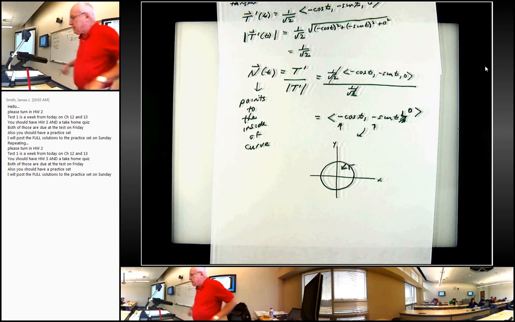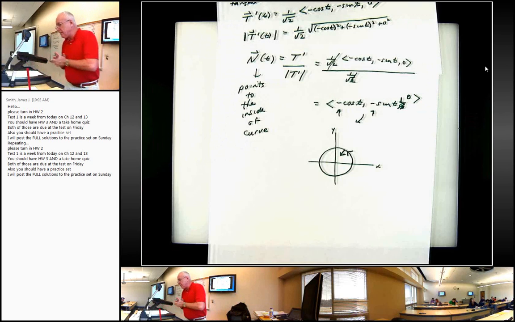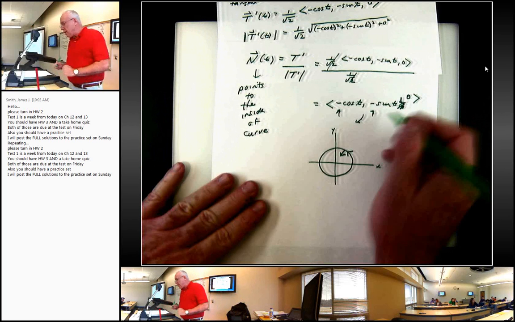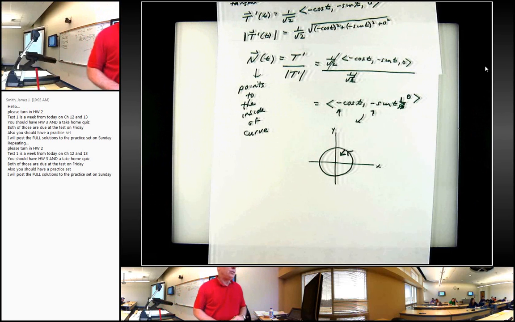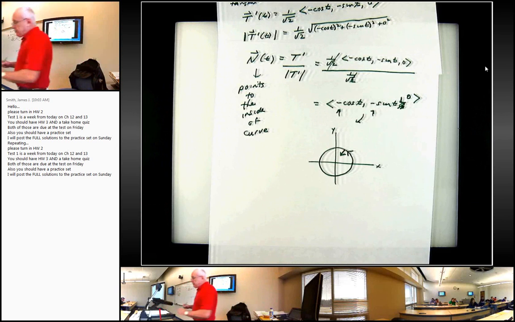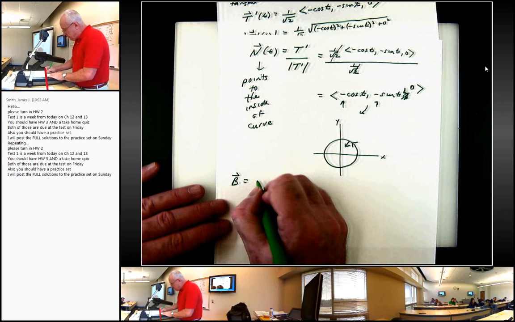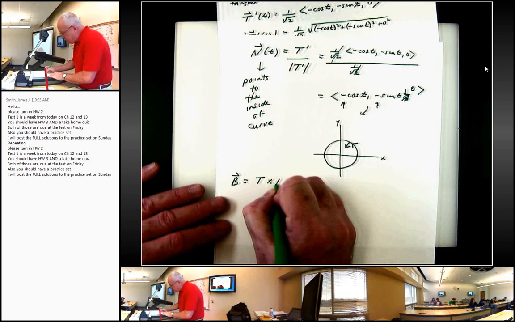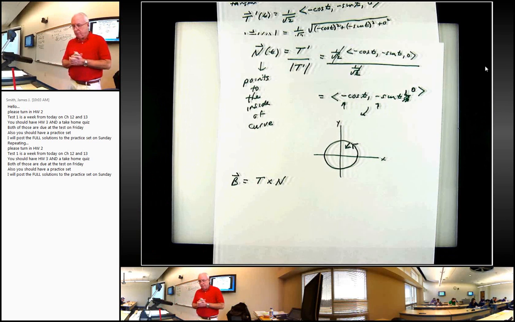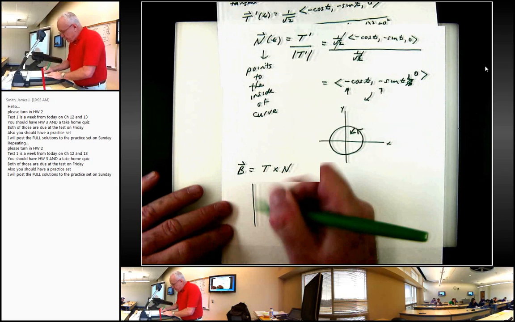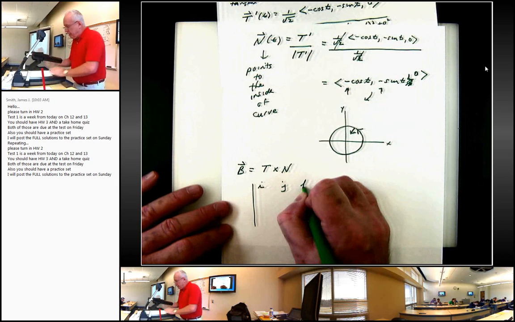Just as an FYI, this shows that the normal vector points to the inside. Anyway, we've got our answer. That's our normal vector. So all we now have to do is get the binormal vector, and that is the cross product of T cross the normal vector. The hard work's been done already, so we get the cross product.